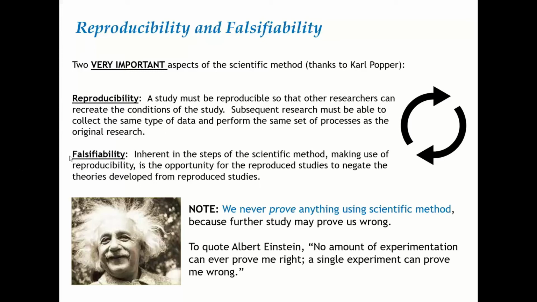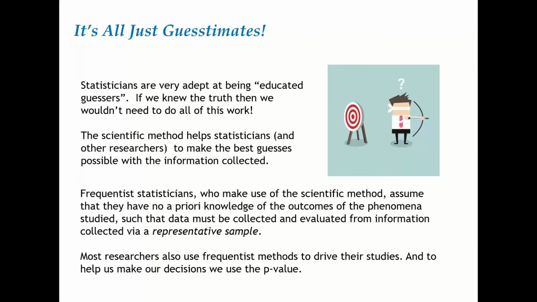So we never prove anything using the scientific method because of these two concepts. Further study could prove us wrong. Einstein actually said, no amount of experimentation can ever prove me right, and a single experiment can prove me wrong. Again, I don't like the word prove, but hey, Einstein can say it if he wants; it's about the point and not necessarily the wording he used. You never really can prove anything. Remember, it's all just guesstimates. We are very adept at being educated guessers, and if we knew the truth, we wouldn't need to do all this work. So the scientific method helps us to do our guessing, and it's actually based in frequentist theory.